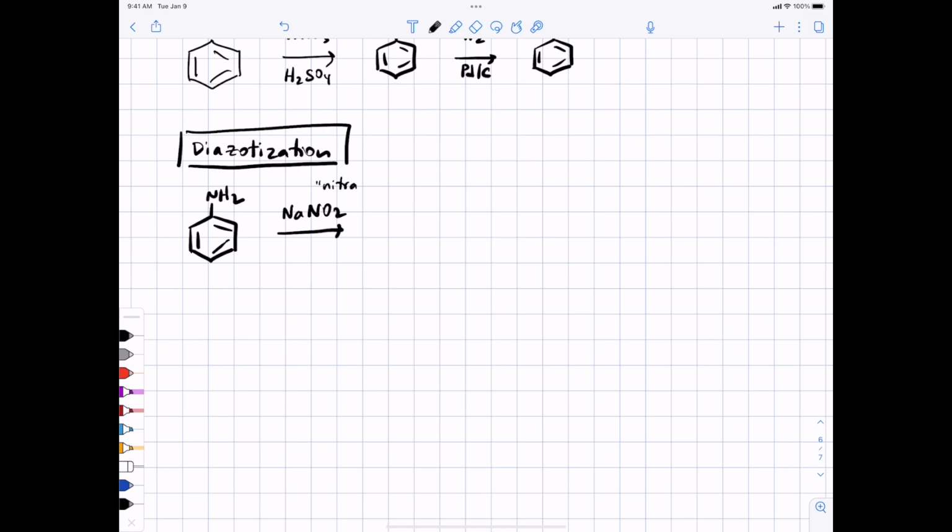That's different from nitrate. Nitrate has 3 oxygens. Nitrite has 2. And you need acid. And this will convert the aniline group to the following molecule, which is called a diazonium salt. The salt is because you've got the counter ion. This portion is diazonium.